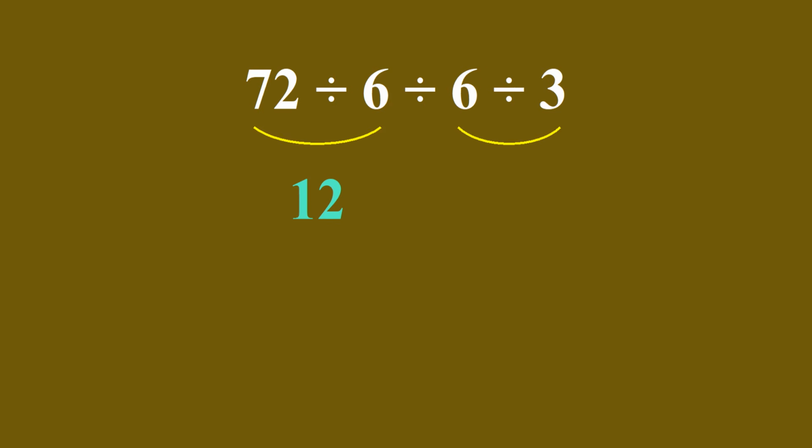In this sample clip, 72 divided by 6 gives us 12, and here we have 6 divided by 3 which equals 2. So 12 divided by 2 is just 6.